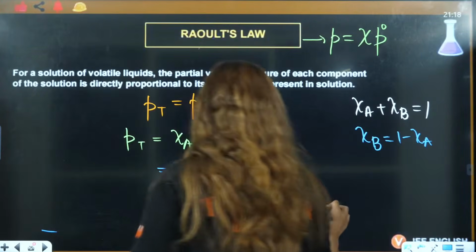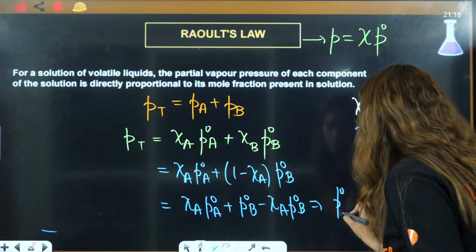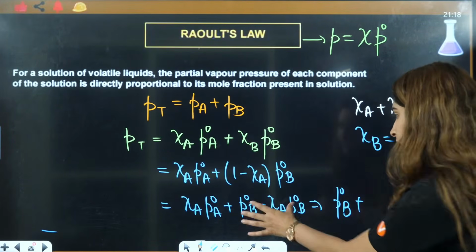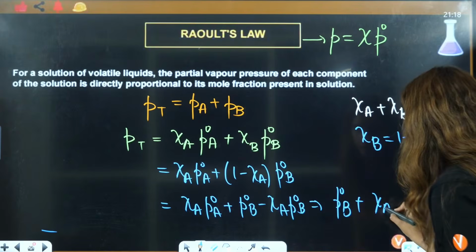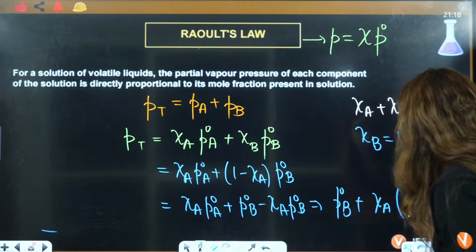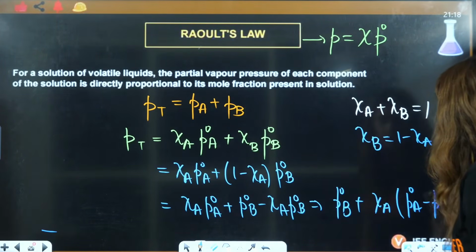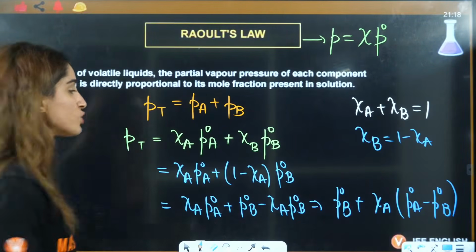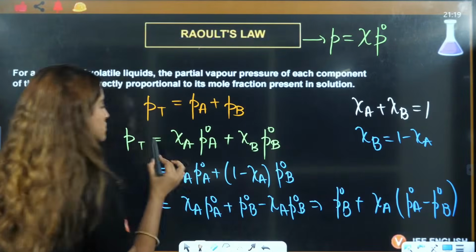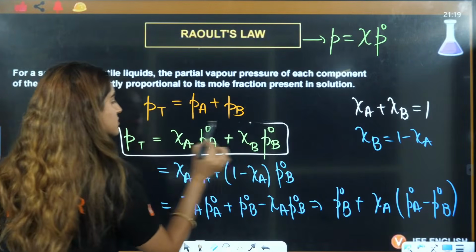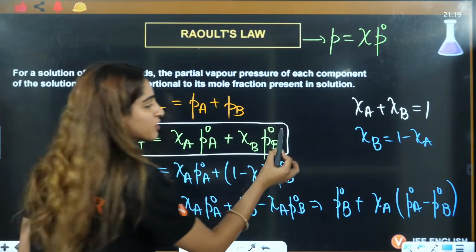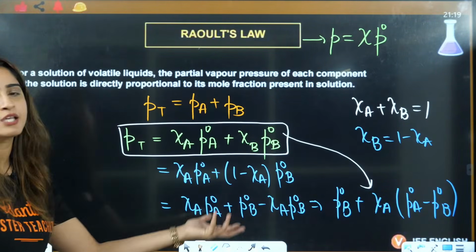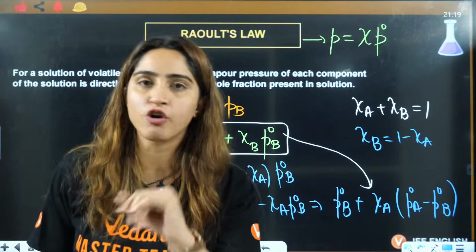So what can you do here? P naught of B plus P naught of B plus, take the mole fraction of A common, this will be P naught of A minus P naught of B. That means this also you can write as your equation. The general equation is this only. From this you can generate it in the form of mole fraction of A as well. Same process you can generate it in the form of mole fraction of B as well.